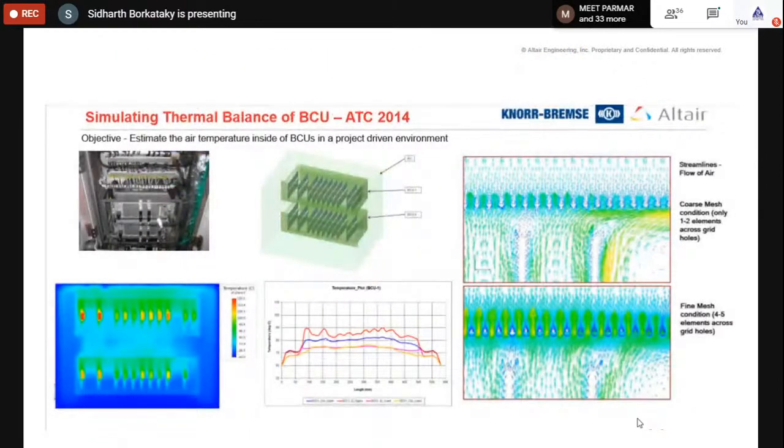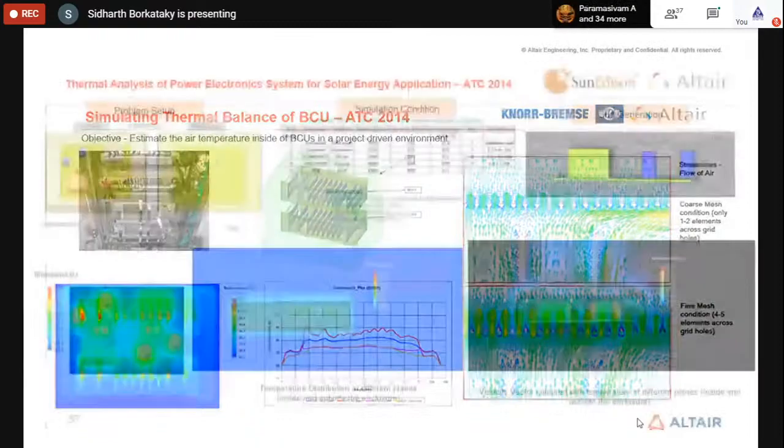BCU units, this is again one of the works done by our leading organizations, which makes components for the train industry, for our railways. BCU units should be kept in such a way that no fan can be placed near a BCU unit. That is quite challenging. If a BCU gets hot, you cannot put a fan and let the BCU get cooled. There are certain rules and regulations, so they want to understand how effectively air can be used to reduce the temperature over a period of time. This is one of the works done by this organization on the BCU unit.